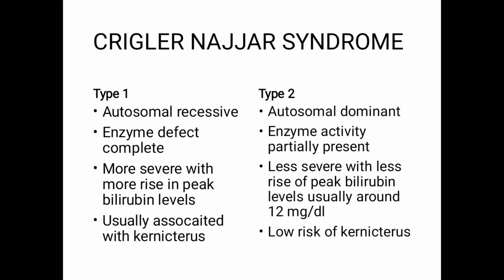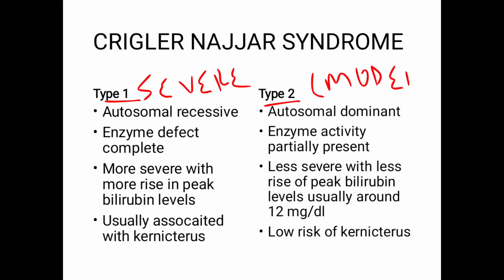Crigler-Najjar syndrome type 1 and type 2. So type 1 is basically the one that is a severe defect, and type 2 is basically one in which we have a moderate defect. The mode of inheritance in type 1 is autosomal recessive, and in case of type 2 it's autosomal dominant.